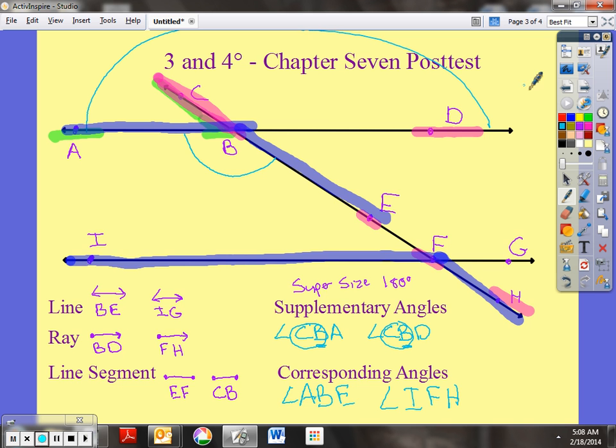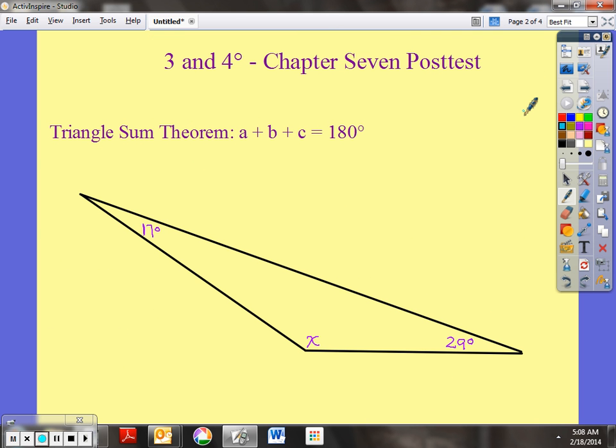And one last thing before we begin the assessment. Remember, triangle sum theorem states A plus B plus C equals 180 degrees. Well, I have a triangle here. I could call this angle A. I could call this angle B if I'd like. I can call this angle C. I'm going to substitute those values into my equation there. We don't know B, so I'll put it there. We know when I add all this up together, it should equal 180 degrees.